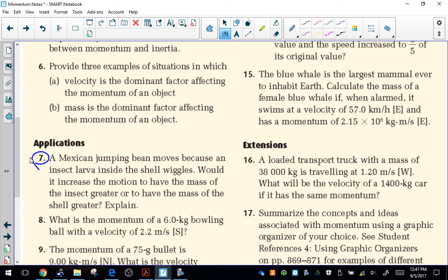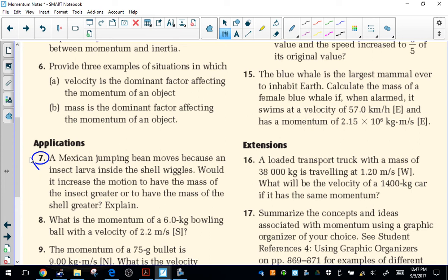You want the insect to have the momentum. The one that's doing the transferring, you want to have more momentum. So you do that by giving it more mass. The insect has more mass, it has more momentum to transfer to the shell, and then the shell starts moving. Now, if the shell is heavy when it starts moving, given a certain amount of momentum, it's not going to be moving all that fast.